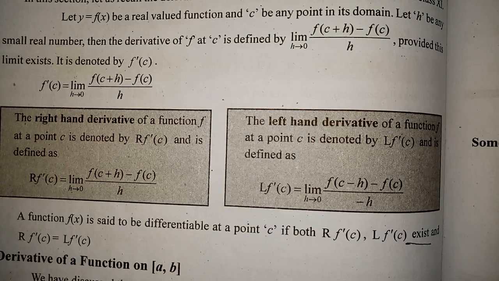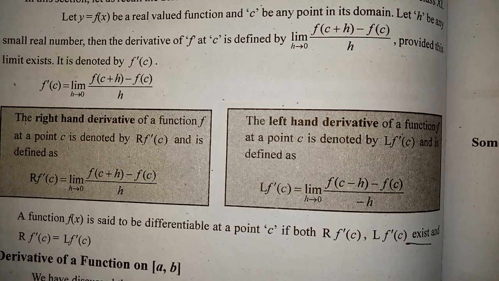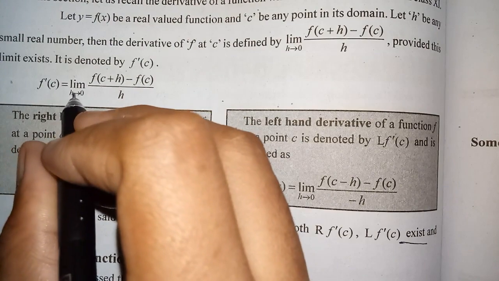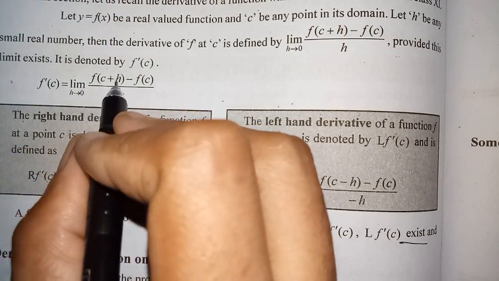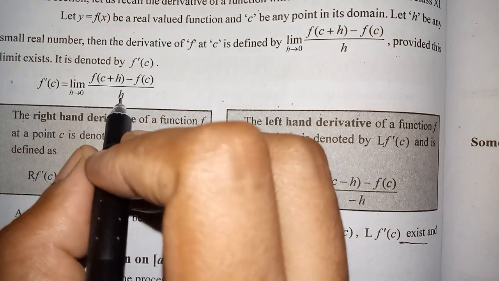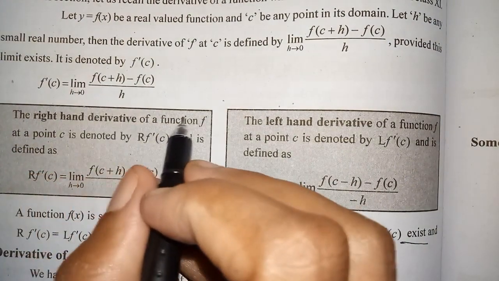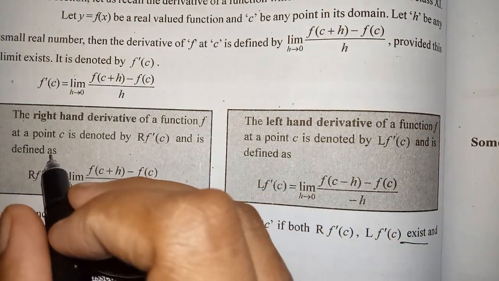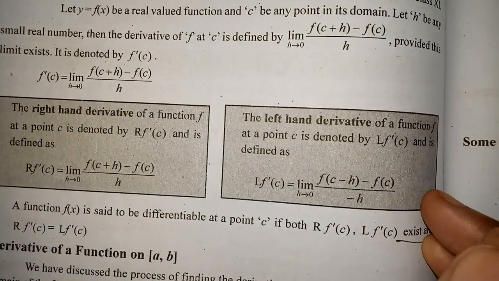Let h be any small number. Then the derivative of f at c is defined by f dash of c is equal to limit as h tends to 0 of f of c plus h minus f of c, by h. Okay, the right hand derivative of a function f at c is denoted by R f dash of c and is defined like this.